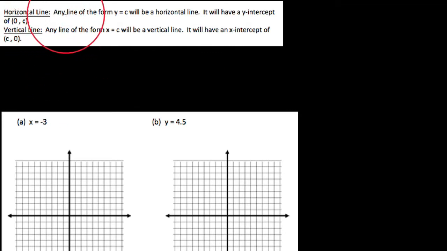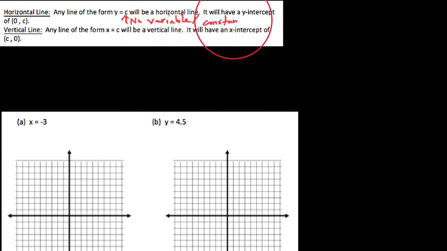We say horizontal lines. Any line of the form y equals c will be a horizontal line, and it will have a y-intercept of (0, c), where c is some constant. Okay, so there is no variable. We say no variable. This is very important here. Or we could say that it is a constant term.